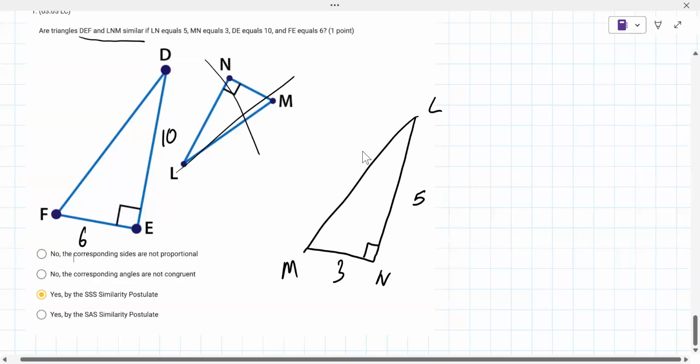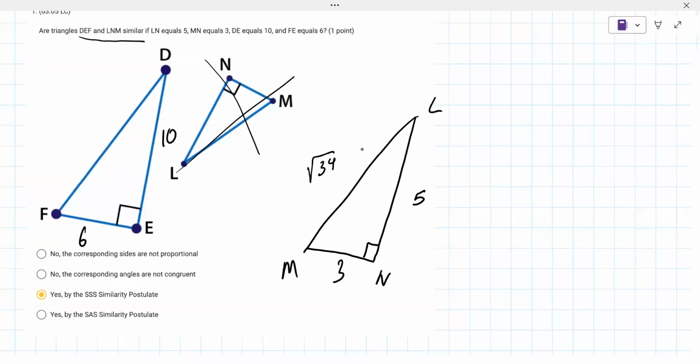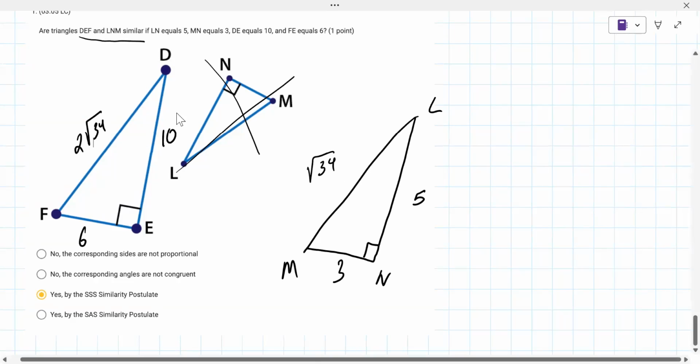If you could find this, which I think will be something you'll be doing a lot of in the next part of the course, you'll find that it's the square root of 34. And this up here is 2 times the square root of 34. And it does work. But you don't need to do that. You just need to prove that 2 of the sides are the same, because by essentially no choice, the third side in a right triangle must also be the same.